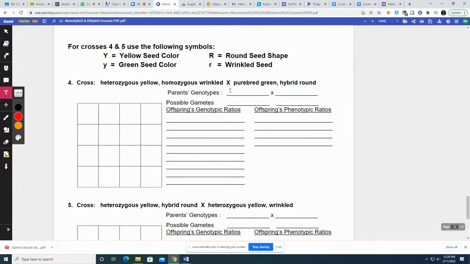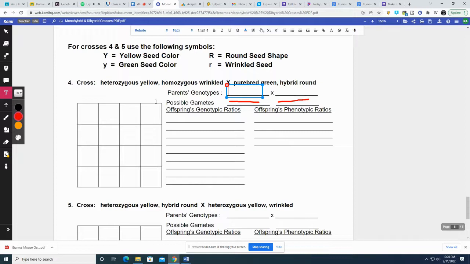Anyways, step 1, find the genotype of the parents. You do not have to do the possible gametes because you're going to show me that right here and on the sides. These are the possible allele combinations in the gametes. So the parent's genotype: heterozygous yellow. If you know what heterozygous means, you have a chance. If you don't, you're just guessing.